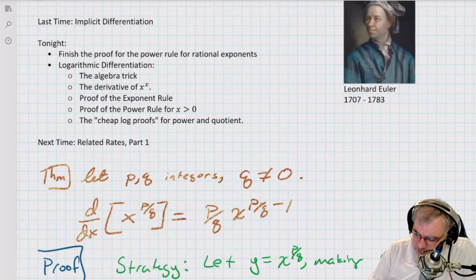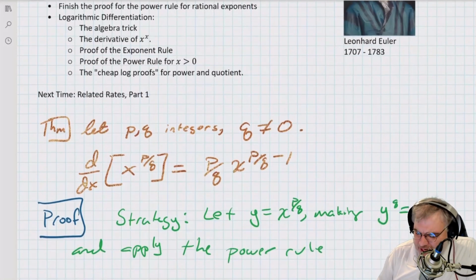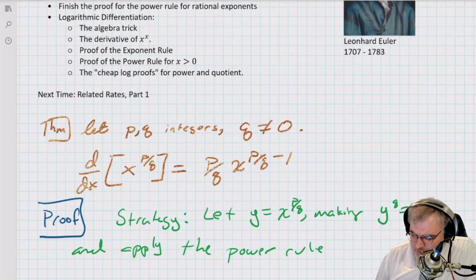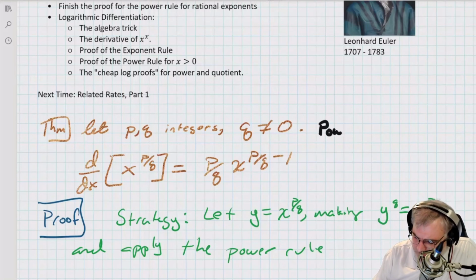So let's look at what we're doing. This is, again, finishing what we did last time. We'll let p and q be integers, q not equal to 0. And we want to show, so this is the power rule here, the power rule for rational exponents.